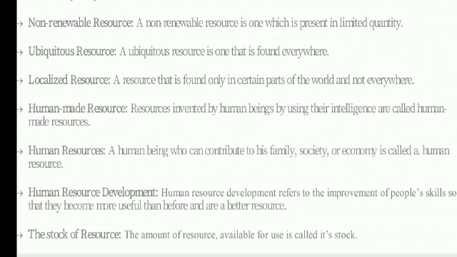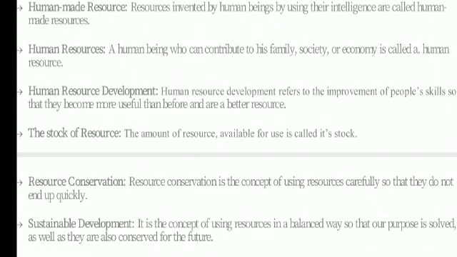The stock of a resource: the amount of resource available for use is called its stock. Resource conservation: a concept of using resources carefully so that they do not end up quickly. Sustainable development: a concept of using resources in a balanced way so that a purpose is served as well as they are also conserved for the future.